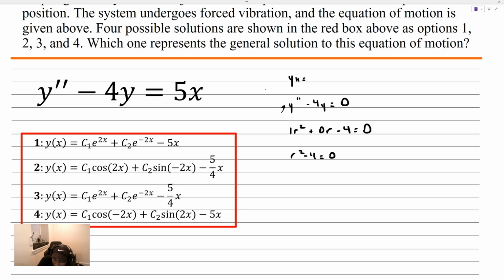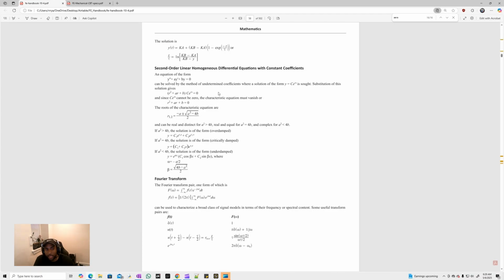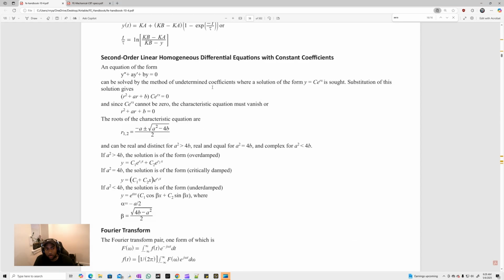This is the difference of two squares. If we factor it, we get (r plus 2)(r minus 2) is equal to 0. So what we have is r is equal to plus or minus 2. Now, why did we go ahead and find the roots of that characteristic polynomial? Because when you're solving a second order differential equation, all you really need to do is focus on that characteristic polynomial, which comes from the coefficients associated with your differential equation.